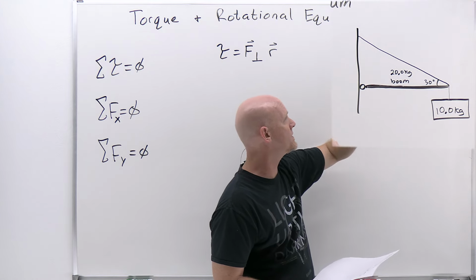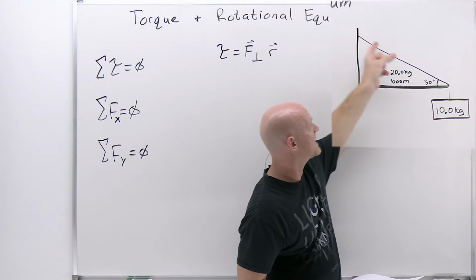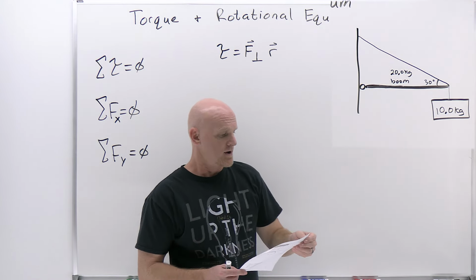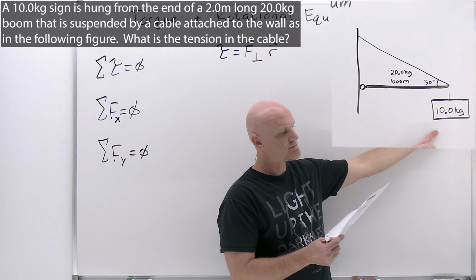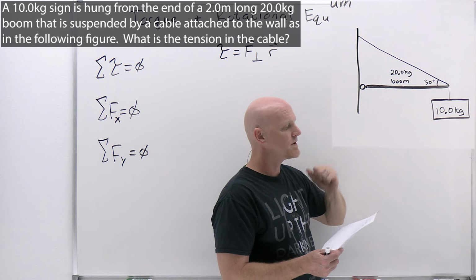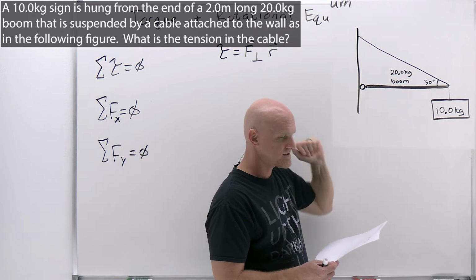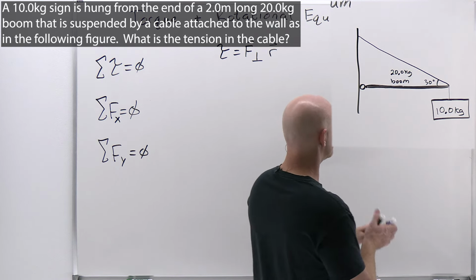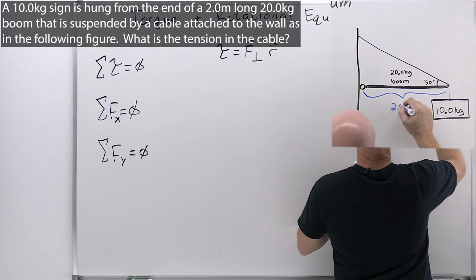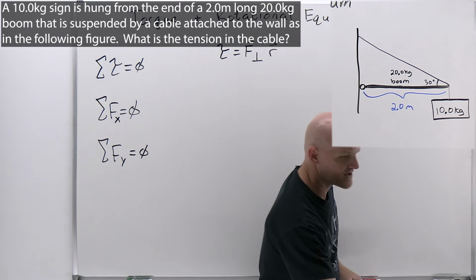The boom weighs 20.0 kilograms, the sign is going to weigh 10.0 kilograms, and the cable attached to the boom that's attached to the wall up here is going to be at an angle of 30 degrees here. So the question says, a 10.0 kilogram sign is hung from the end of a 2 meter long 20 kilogram boom that is suspended by a cable attached to the wall, as in the following figure. What is the tension in the cable? And let's label that distance. The picture on the study guide actually had this labeled as 2.0 meters.